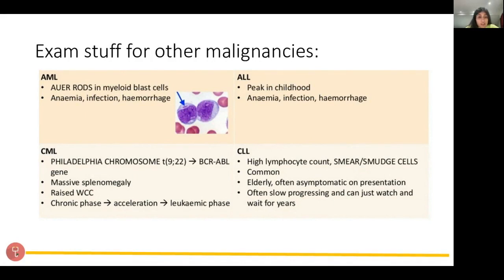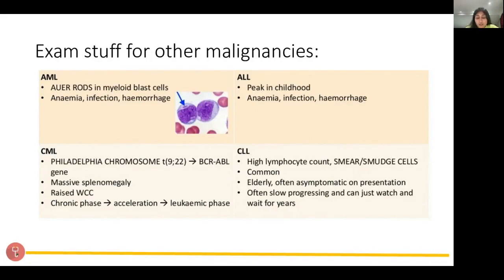With chronic myeloid leukemia, you tend to get massive splenomegaly. Remember the 3M causes, raised white cell count, and then sometimes chronic myeloid leukemia can also progress to become a more acute leukemia, and that often signifies very poor prognosis, unfortunately.